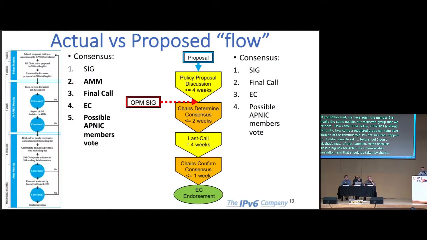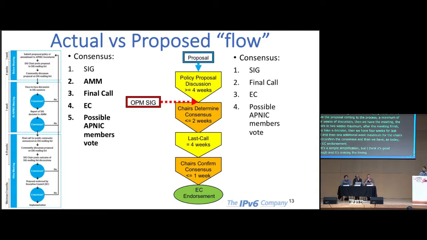So on the right of the slide, you have how the process would be according to what I am saying here. We have the proposal coming to the process, a minimum of 4 weeks of discussion. Then we have the meeting. The chairs, 2 weeks maximum after the meeting finishes, take a decision. Then we have 4 weeks for last call, and then 1 additional week maximum for the chairs to reconfirm the consensus. And then we have, as today, the EC endorsement.